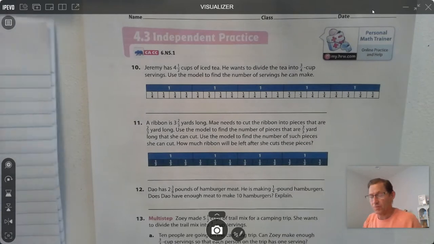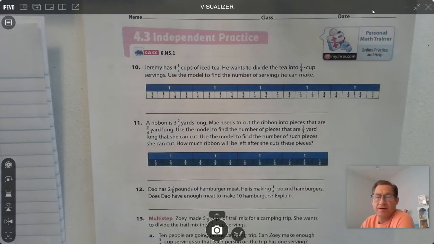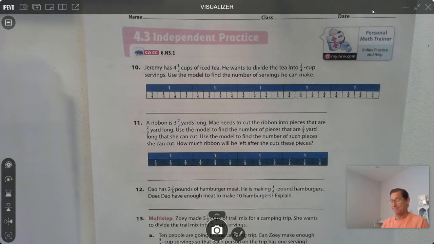Hello, everybody. So we're going to continue with part two of lesson 4.3. We're on page 95 of the sixth grade Go Math textbook. So let's go ahead and start with number 10.